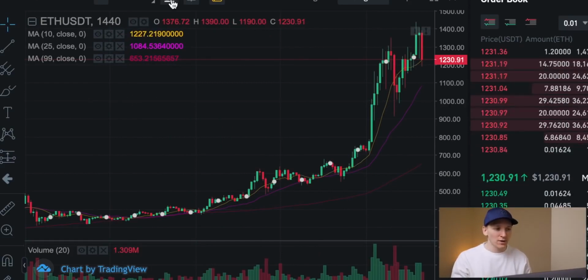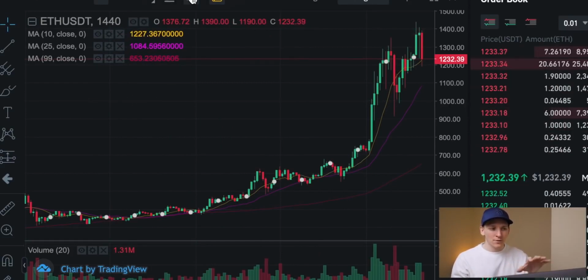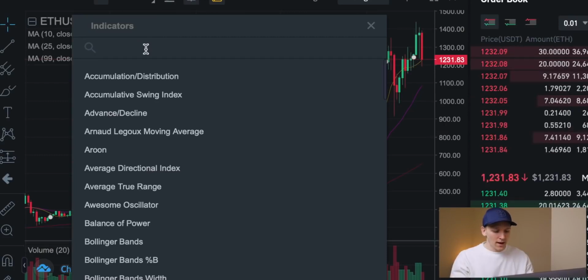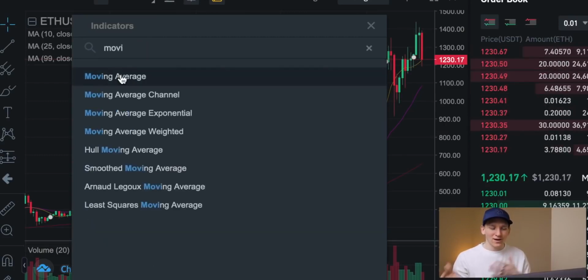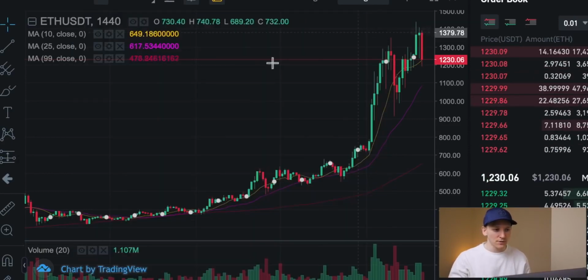And then on Binance anyway, you can very easily add them in, coming up to the technical indicator box, and then just putting in moving average, and it should have them for you. And then you can add them and change them just like you saw me do right now.